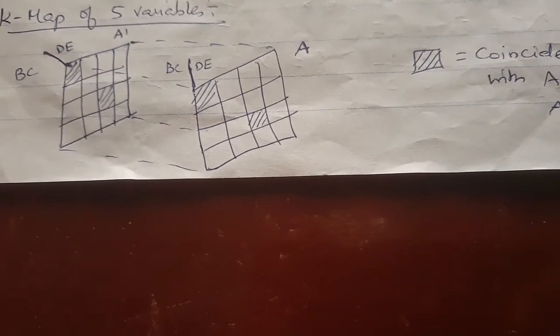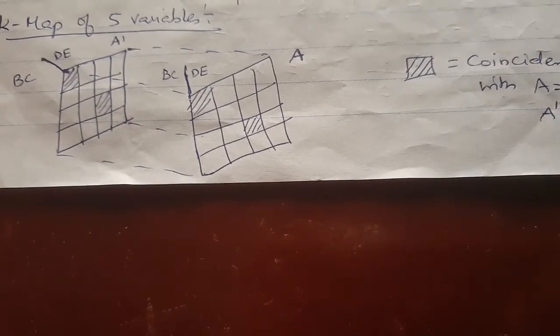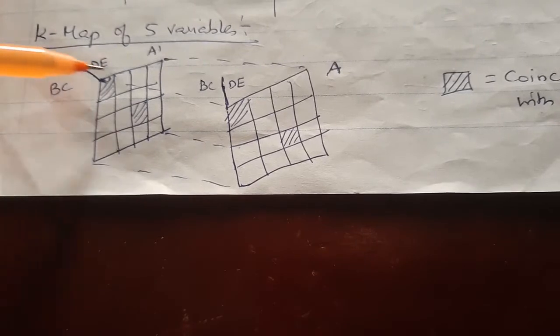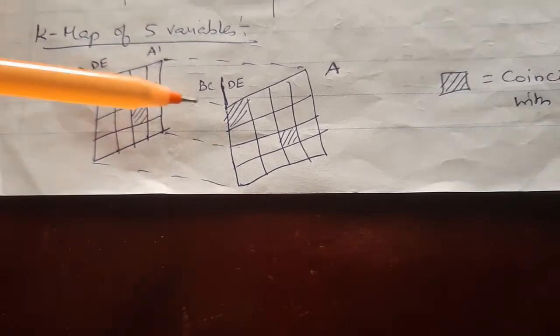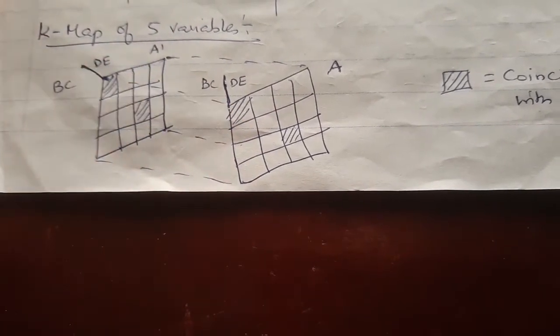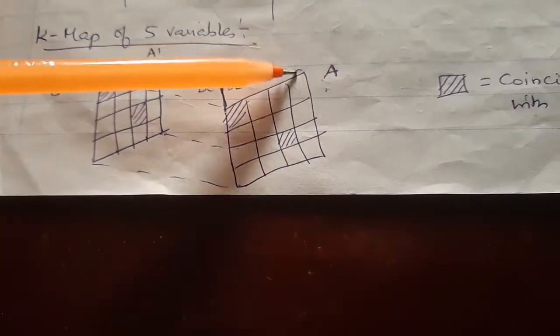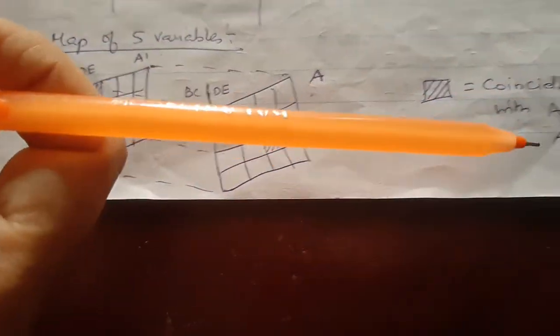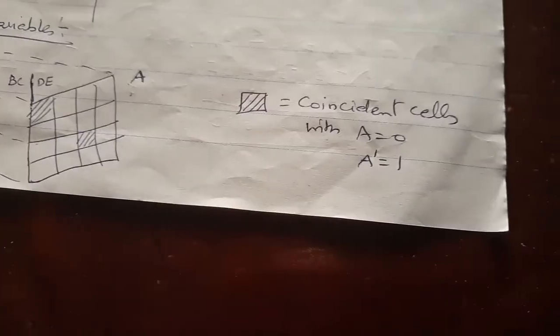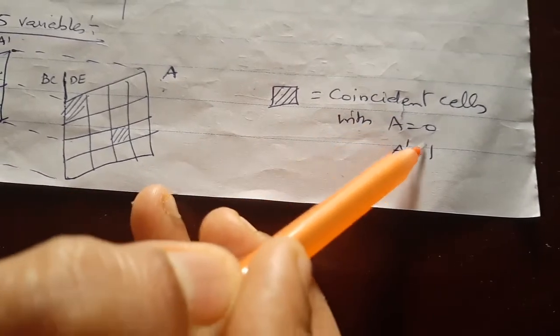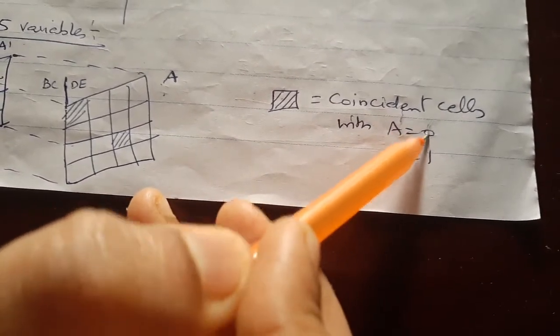The only difference we are going to make is, let me take it as a 5 variable A, B, C, D, E. So 4 variables are already there in this mapping. One variable A is going to differentiate between A bar and A. A bar means 0, A means 1. This is 1 and this is 0.